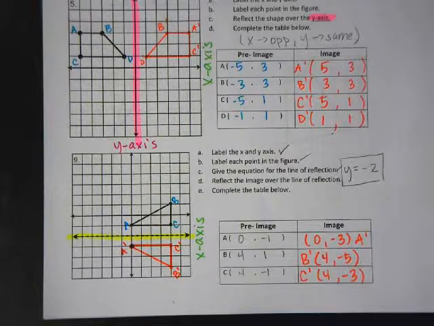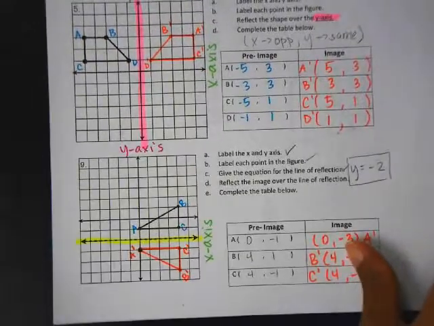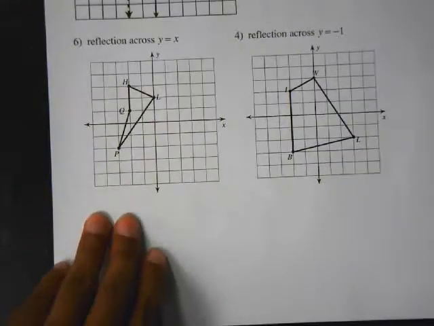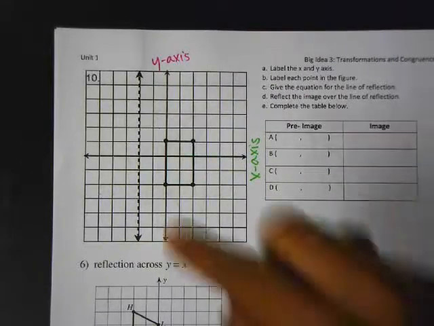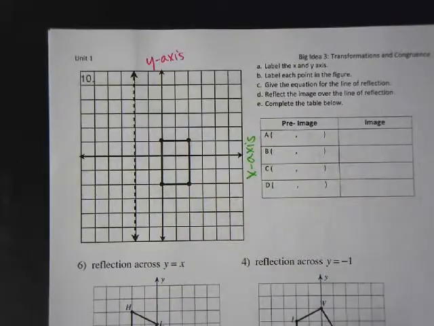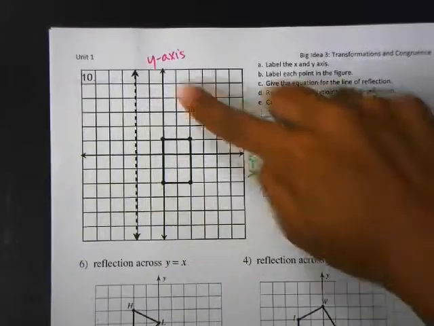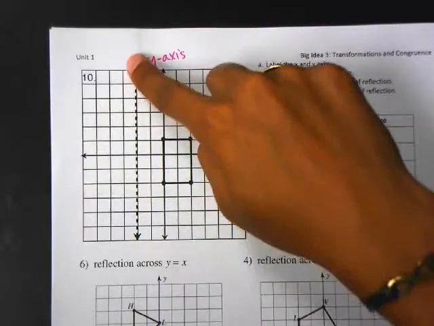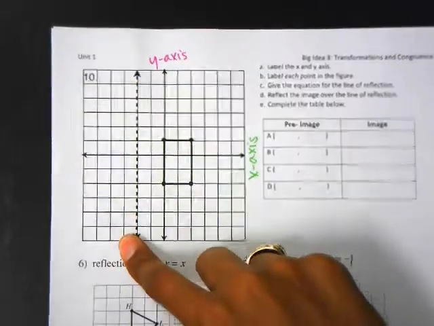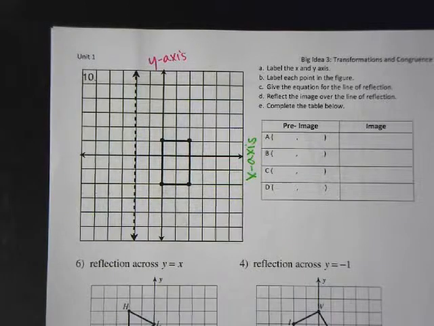Alright, next question. We have our x-axis right here. Okay, this is our x-axis. This is our y-axis. And here is our line of reflection. Alright, so before we can go with a line of reflection and reflecting it, I need us to complete step A, which I did. Make sure you have labeled your x and y axis.